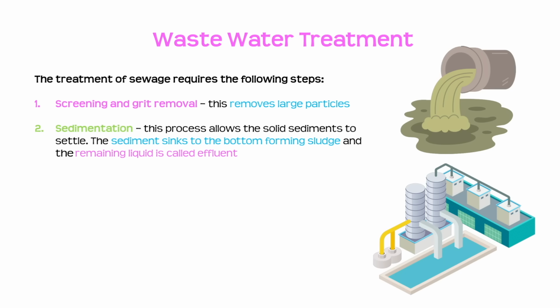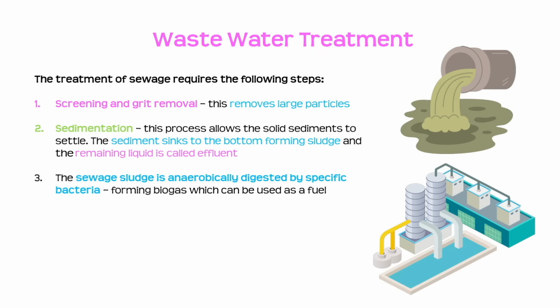Next up, we've got to do sedimentation. This process allows the solid sediments to settle to the bottom. This forms sludge, and the remaining liquid we call effluent. This sewage sludge that's now separated from the effluent can be treated separately. The sewage sludge will get anaerobically digested, so without oxygen, by specific anaerobic bacteria. This forms biogas, which we can then use as a fuel. And at the same time, of course, we've broken down that sewage sludge.